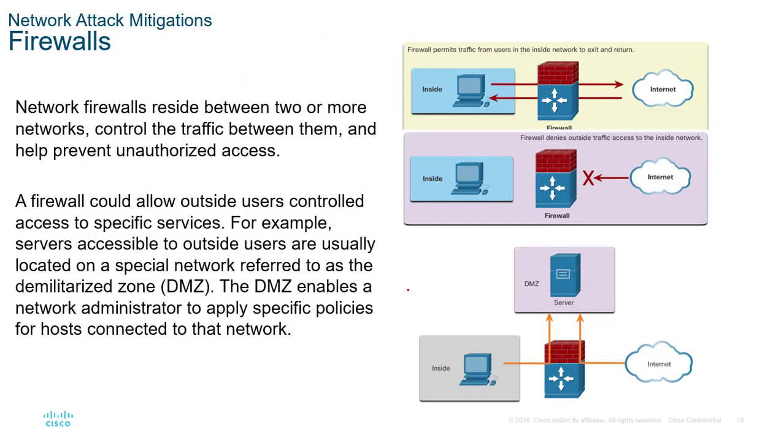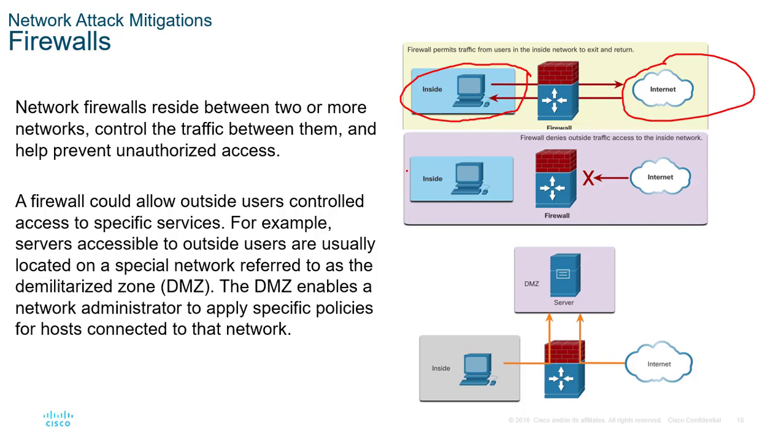Network firewalls reside between two or more networks, control the traffic between them, and help prevent unauthorized access. Typically, we see firewalls between your corporate network and the internet, for sure. But these firewalls may be placed in different portions of your network to control access to different sensitive hosts or segments on your network.